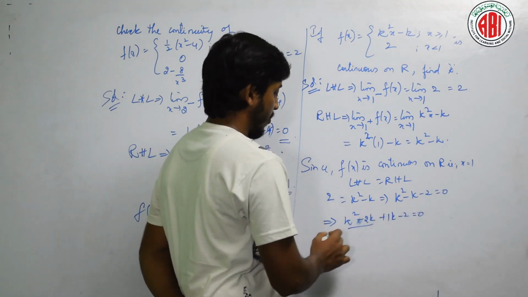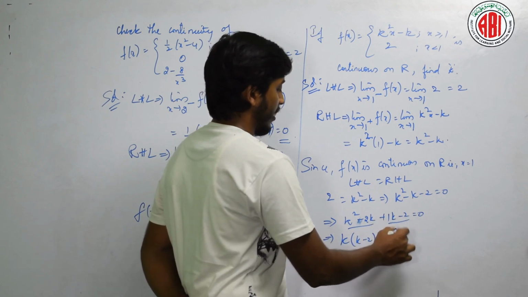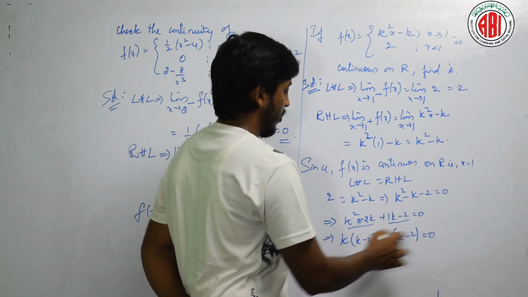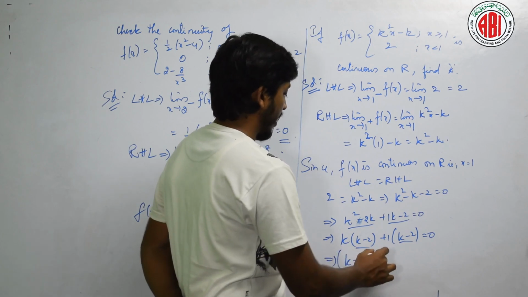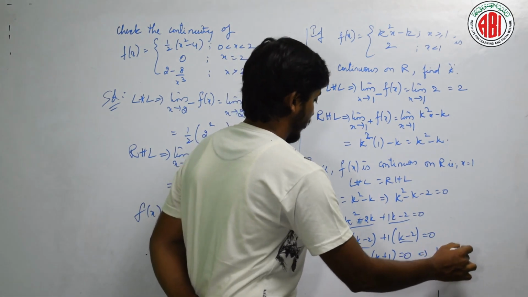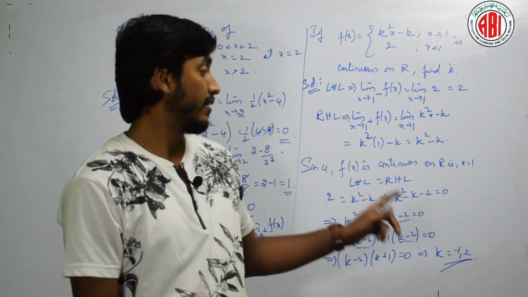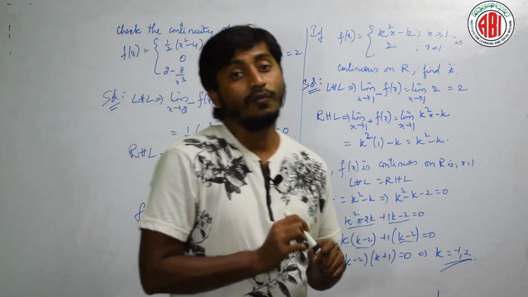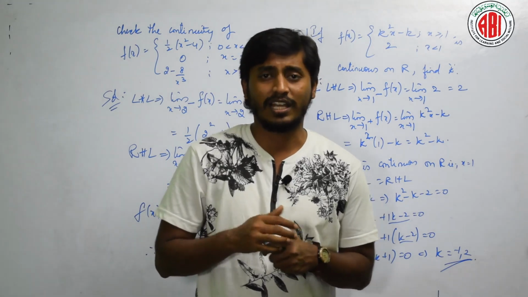Let us take k common here. This will become k minus 2. Let us take 1 common here. This will also become k minus 2. If I take k minus 2 as common, I will get k plus 1 equal to 0. Therefore, the values of k are minus 1 comma 2. This is easy to understand, but a very important question. Clear?